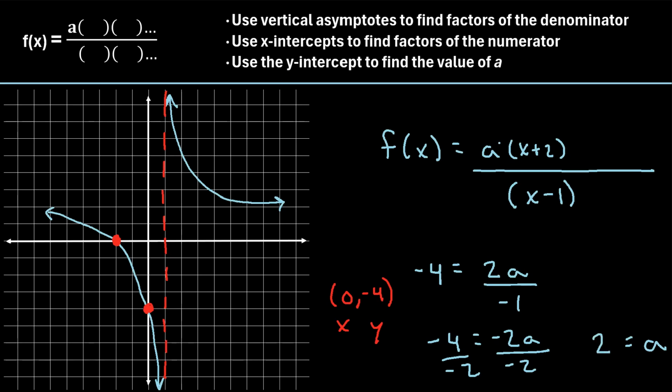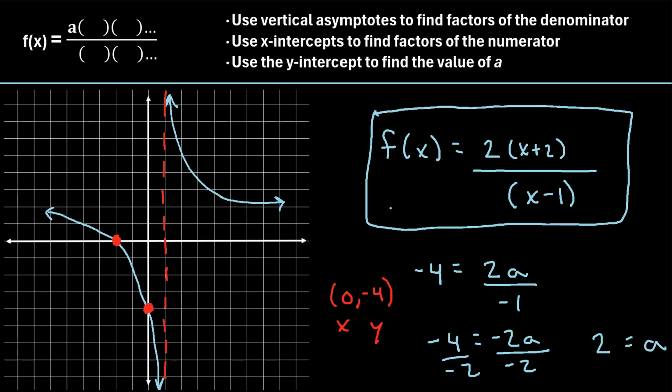So up here in our equation, instead of writing a, we can replace that with a 2. So we'll just write a 2 right here. And this is going to be our final answer. This is the rational function that this graph represents. You can use this exact same process to find the rational function that any graph represents. Just use these three rules of thumb.